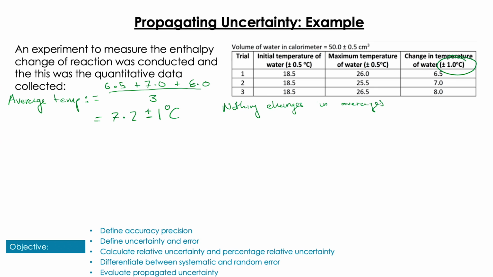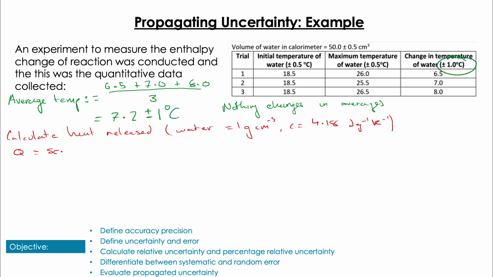So next we would go about using our Q equals MC delta T equation from unit 5. And we're going to make a couple of assumptions. First, we're going to assume the density of water is 1 gram per centimeter cubed. And we're also going to take the specific heat capacity of water as 4.18 joule per gram per Kelvin. Plugging the values in from the results table, we get 50 multiplied by 4.18 times 7.2 equals 1504.8 joules, which is 1.5 kilojoules taken to 2 significant figures.